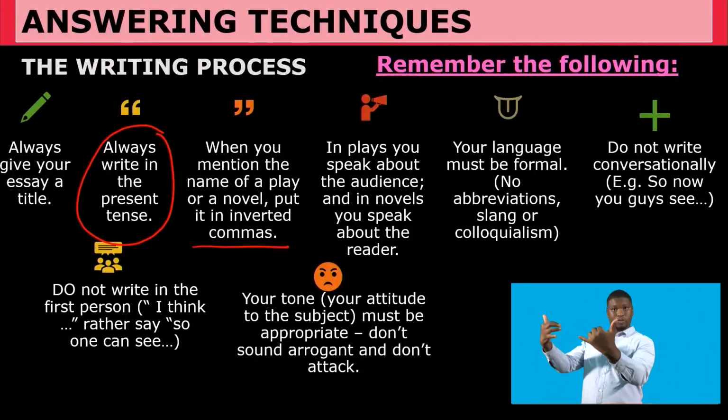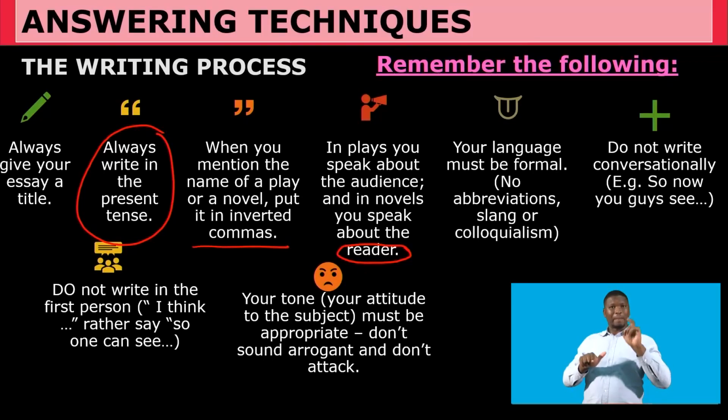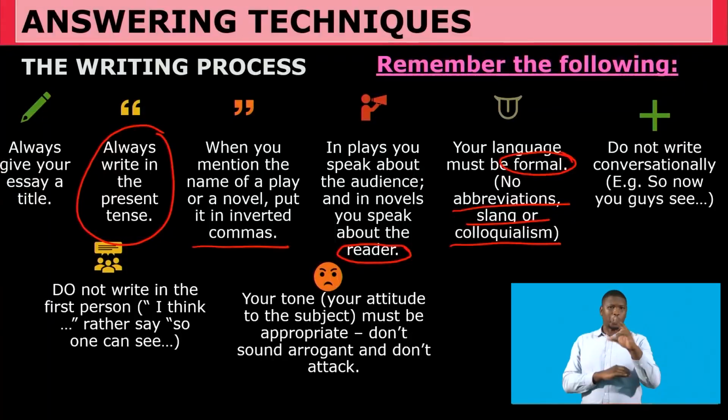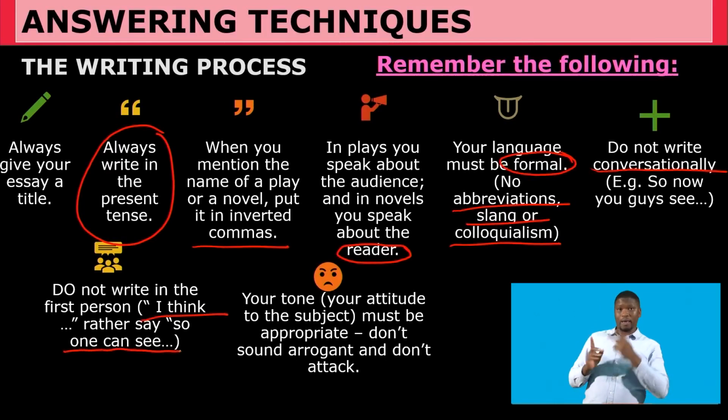In plays, you speak about the audience, and in novels, you speak about the reader. So don't use "we can clearly read." Don't use those personal pronouns. Your language must be formal: no abbreviations, slang or colloquialism. Also remember, no contractions, as that takes away from the formality of your essay. Do not write conversationally. So "you guys can clearly see": leave those conversations for the weekend and not for the literary essay. Do not write in the first person. Instead of "I think," rather say, "so one can see."